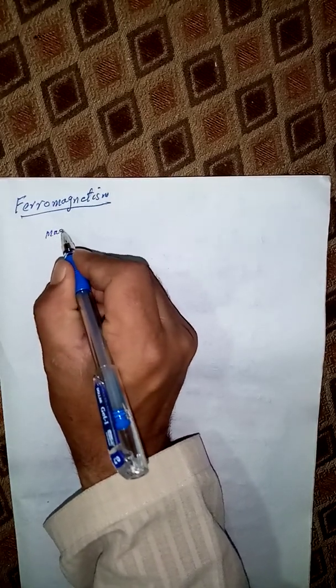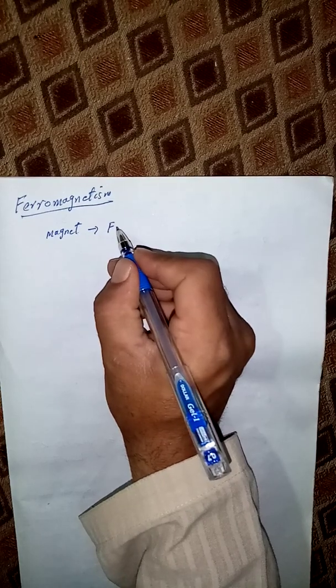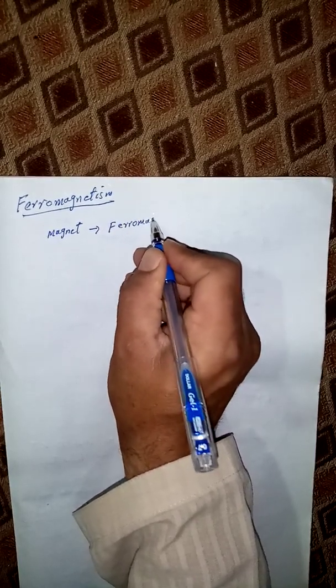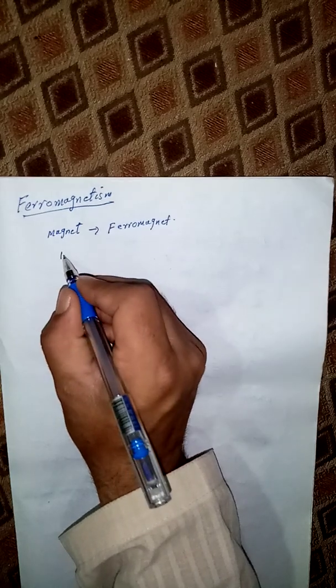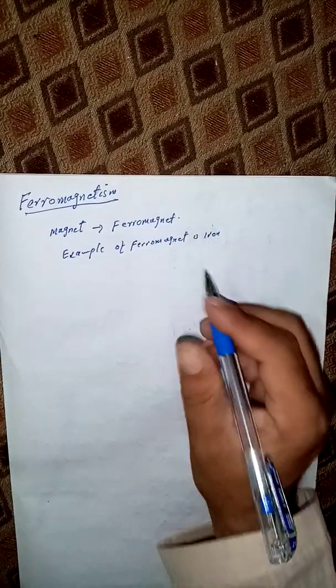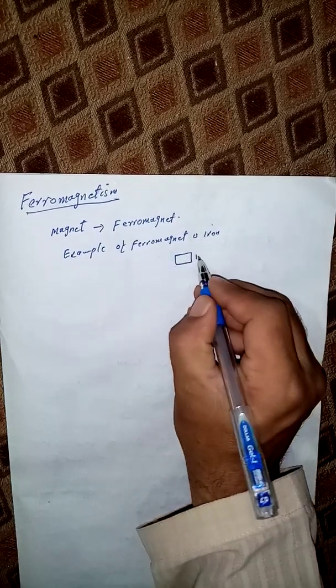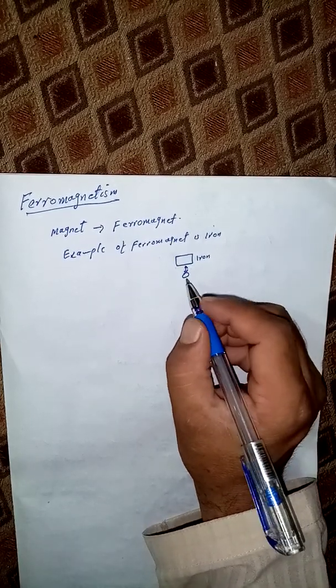Okay, ferromagnetism. In general, when we speak about a magnet, we mean a ferromagnet. An example of a ferromagnet is iron. When we take a piece of iron and place another piece of iron close to this one, then they will attract each other.